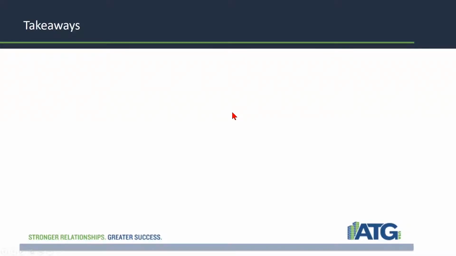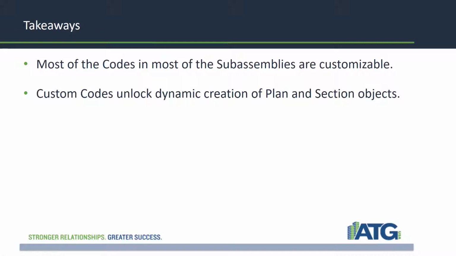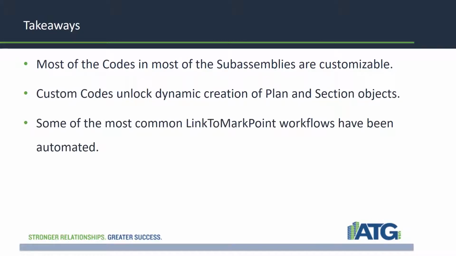So in conclusion, what did we learn today? We learned that most of the codes in our subassemblies are customizable. We learned that custom codes can unlock the dynamic creation of plan and cross-section objects. We know that some of the most common link to mark point workflows have been automated. In the current version, we've got the sidewalk to boulevard with the interior float. We've got a lane that can float. And in Pack 5, which is in the late stages of development, we'll also be including a median, which will float in between the two curbs of our separated roadways.